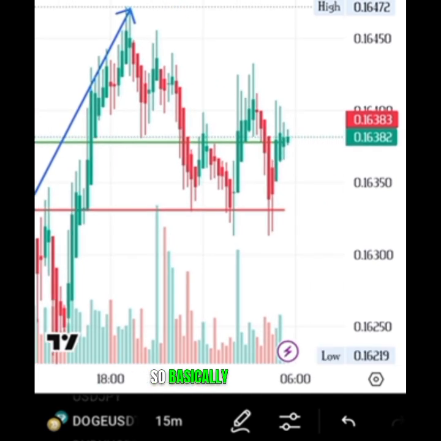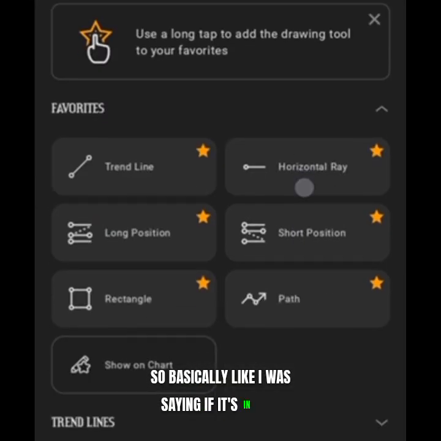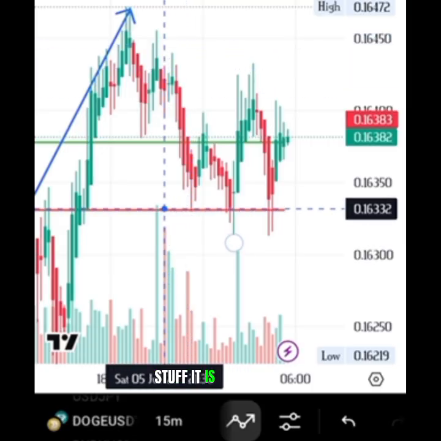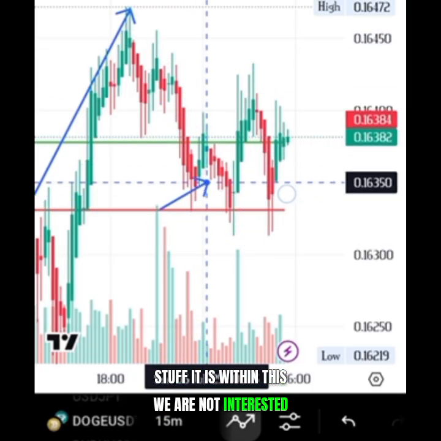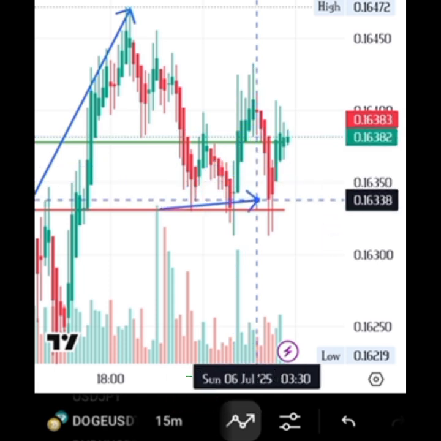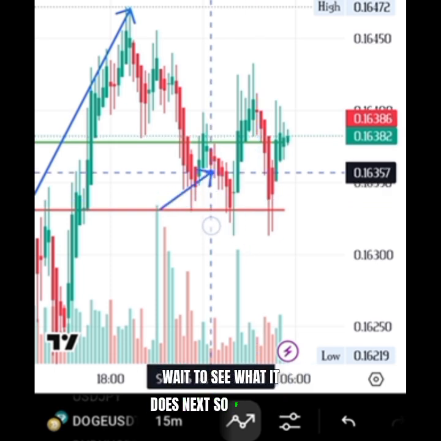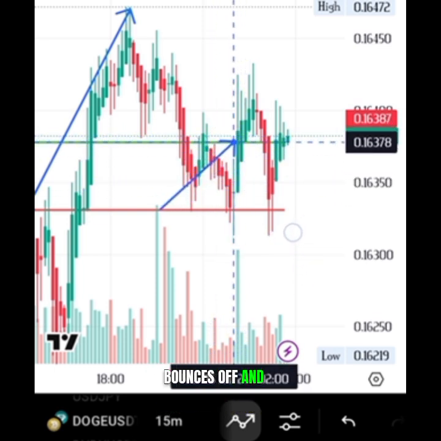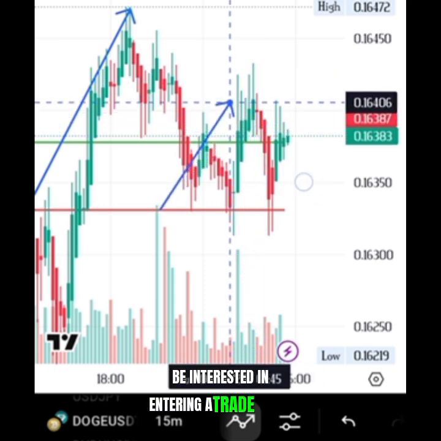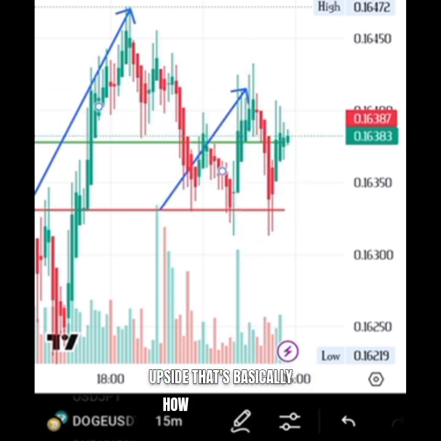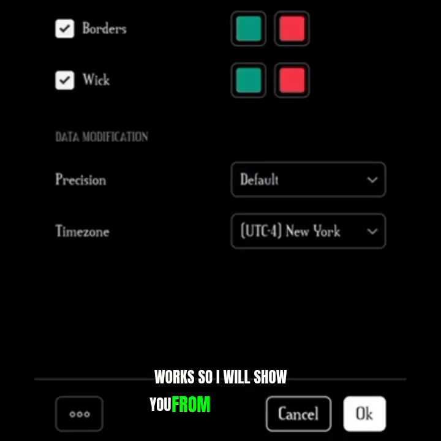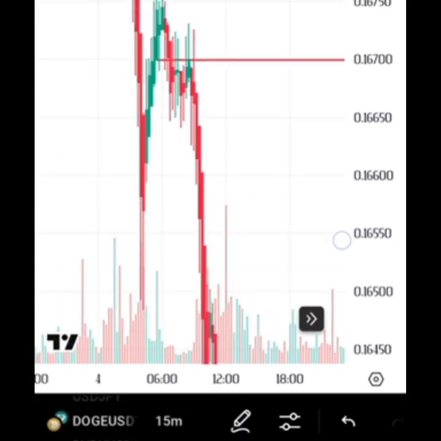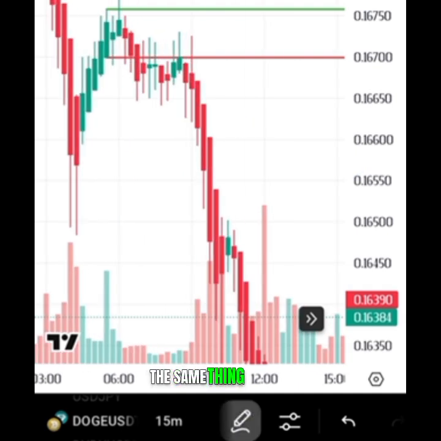Like I was saying, if it's within this box, we are not interested because it will be ranging, which is basically called accumulation, and that's the point where we wait to see what it does next. If you waited and waited, and it bounces off and comes back here, you'll be interested in entering a trade to the upside. That's basically how this indicator works. I'll show you from this angle as well. The same thing applies.